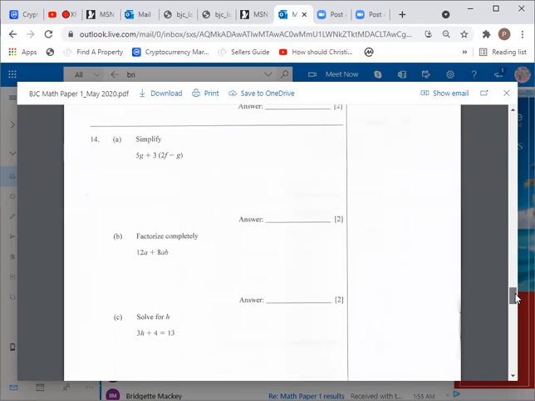Now today is going to be an algebra overview. I'm going to be doing a loaded overview of algebra. So the final thing I want to do from the BJC paper is look at the algebra questions. Okay, so this is what you had to do a few weeks ago. And the verb in part A, simplify. Okay, if you look at this expression, I see 5g plus 3, open brackets, 2f, take away g, close brackets. Can anyone assist with this? What would you do first?